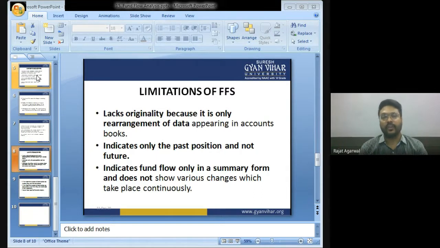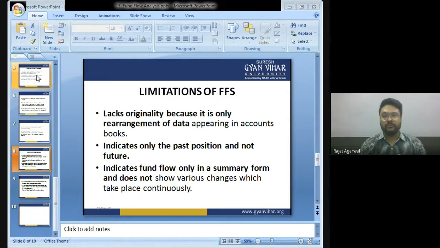Limitations of the fund flow statement: it lacks originality because it is only a rearrangement of data appearing in the account books. It indicates only the past position and not the future. Through the fund flow statement, you will get to know what your past position was, but you will not be able to know your future position because the fund flow statement is made on the basis of past transactions.